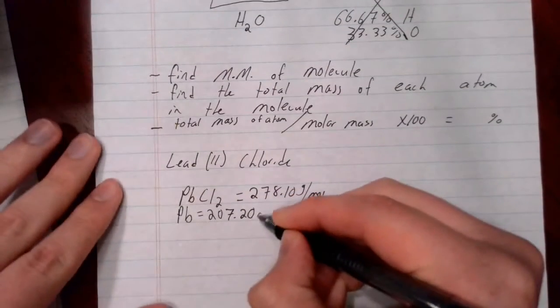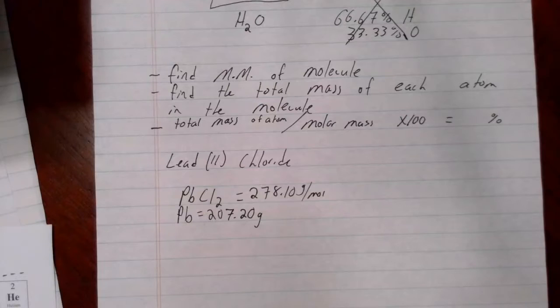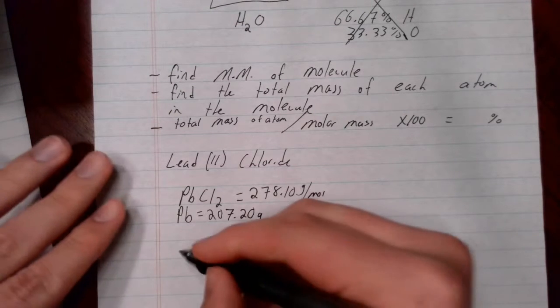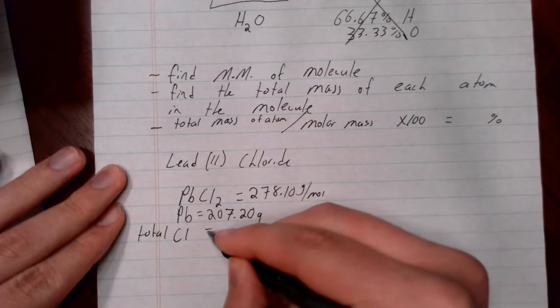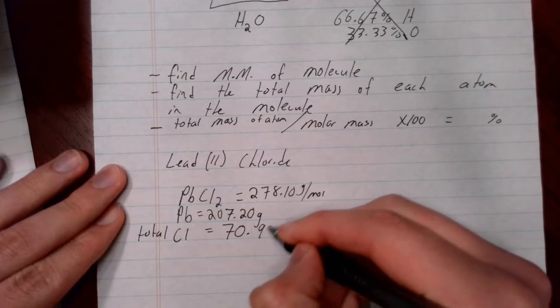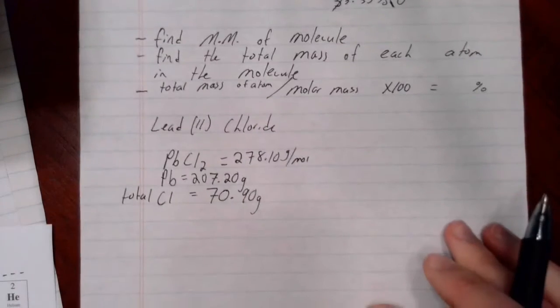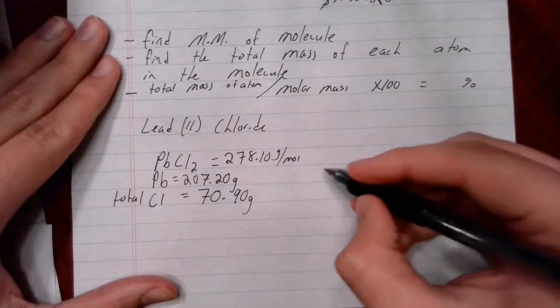Okay. So we'll just call that grams, or we can say grams per mole. The mass of chlorine from the periodic table is 35.45, but I have 2 chlorines here. So the total mass of chlorine is equal to 70.90 grams. Okay. So now I can go ahead and plug this in. So I'll set this up.